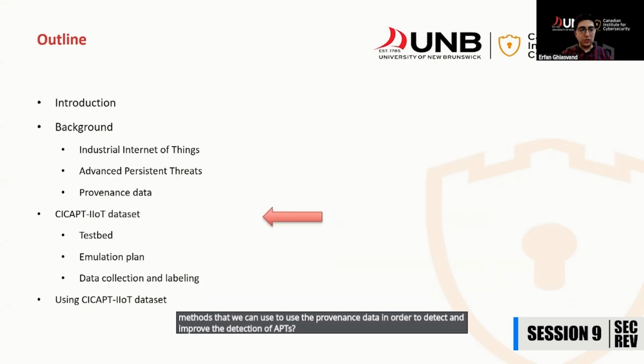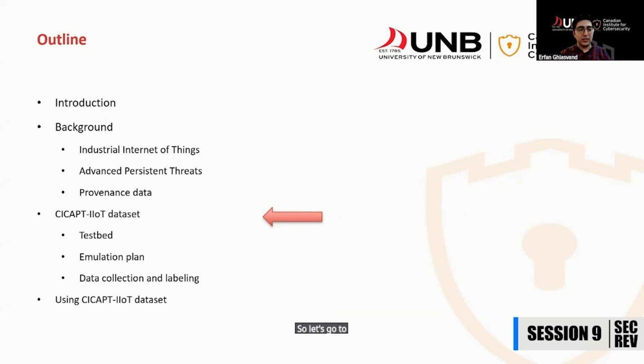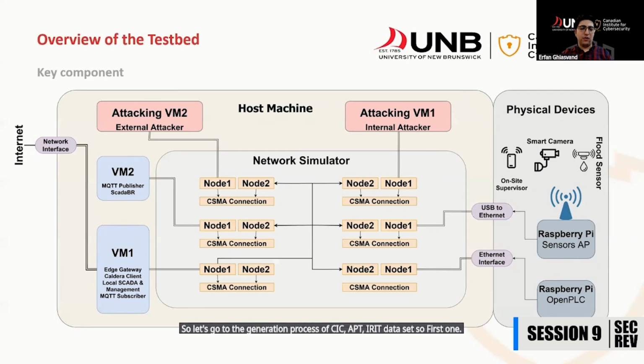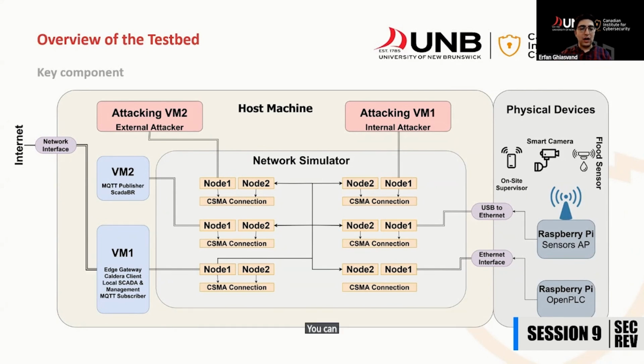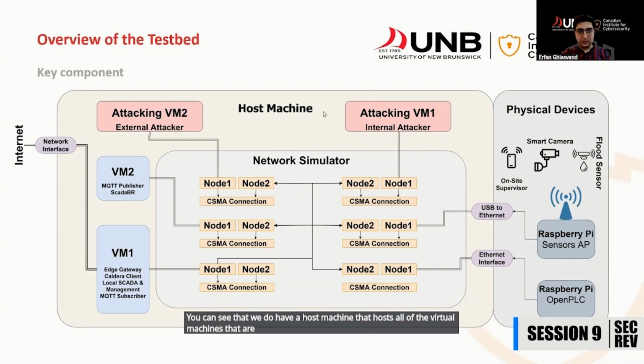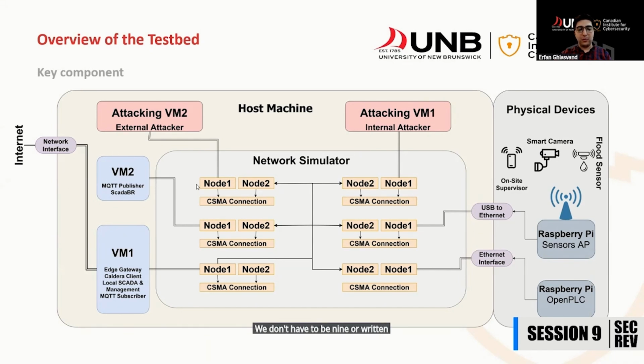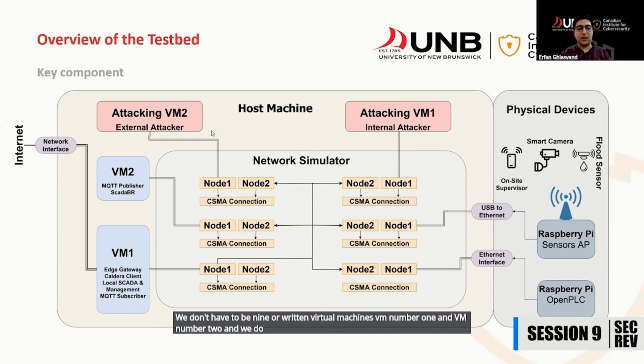So let's go to the generation process of the CIC APT IIoT dataset. First, this is an overview of our testbed. You can see our key components here. Basically, we have a number of virtual components and a number of physical components. We have a host machine that hosts all of the virtual machines used in this testbed. We have two benign or victim virtual machines, VM number 1 and VM number 2, and we have two attacker VMs that are attacking VM 1 and VM number 2.